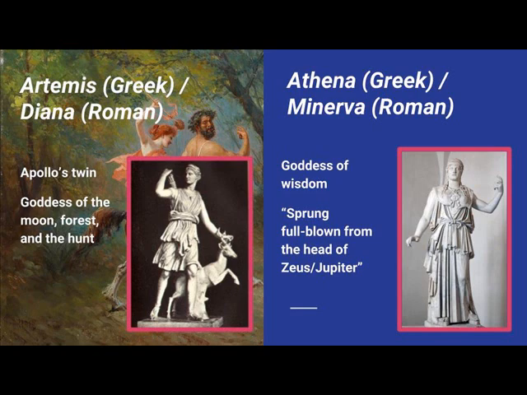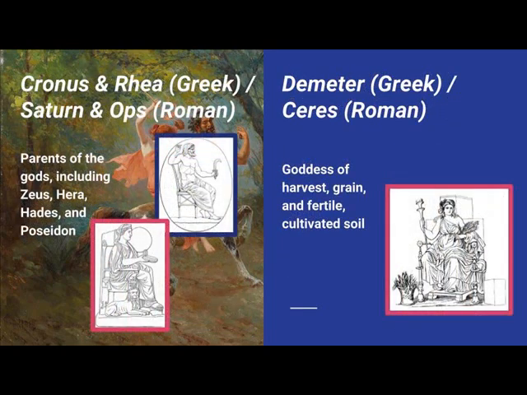The Greek divinity Artemis is equivalent to the Roman divinity Diana, Apollo's twin, goddess of the moon, forest, and the hunt. The Greek divinity Athena is equivalent to the Roman divinity Minerva, goddess of wisdom, sprung full-blown from the head of Zeus or Jupiter. The Greek divinities Cronus and Rhea are equivalent to the Roman divinities Saturn and Ops, parents of the gods including Zeus, Hera, Hades, and Poseidon.